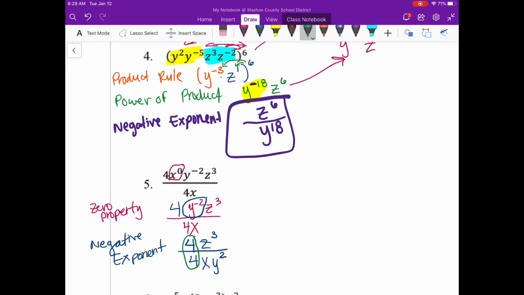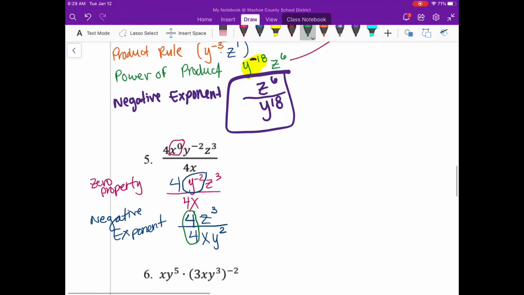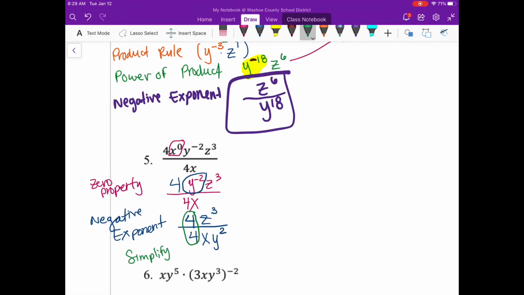The last step is going to be to simplify. I have 4 divided by 4, so don't get confused with that. That still just means 4 divided by 4. So just simplify that a little bit further. 4 divided by 4 is just going to be 1. So my final answer is z to the third over x y squared. Okay, so that's what we mean by simplify. If you can, don't forget about your actual number rules. You're still dividing 4 divided by 4, and that should be enough.